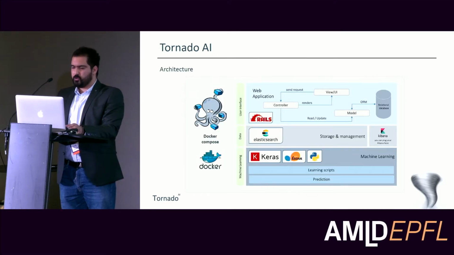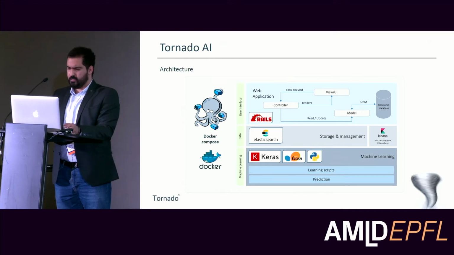From an architecture point of view, Tornado AI is based on the following. For the machine learning part, it is very classic: we have Keras and sklearn, and all of this runs with Python. For the data part, we are using Elasticsearch for storing the data because we have different types of data, so we need to be as flexible as possible. For the image part, we store the path of the image in Elasticsearch, but the images themselves can be stored in S3, for example, or on a hard drive.